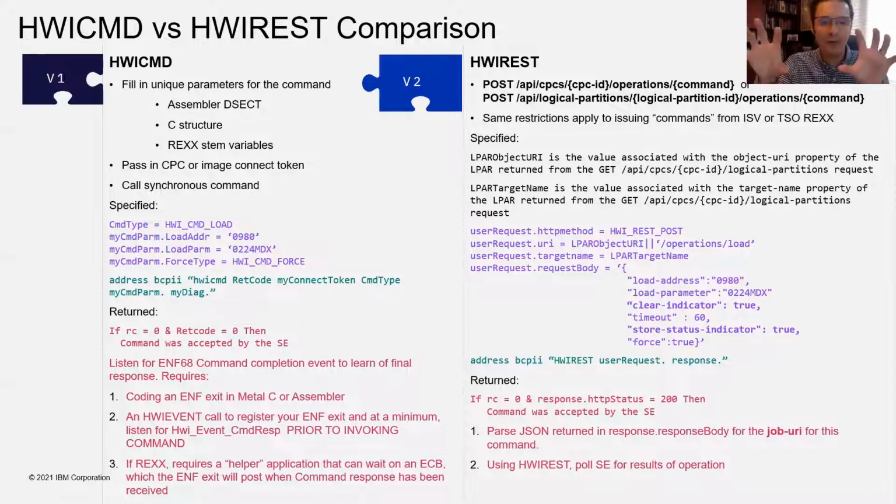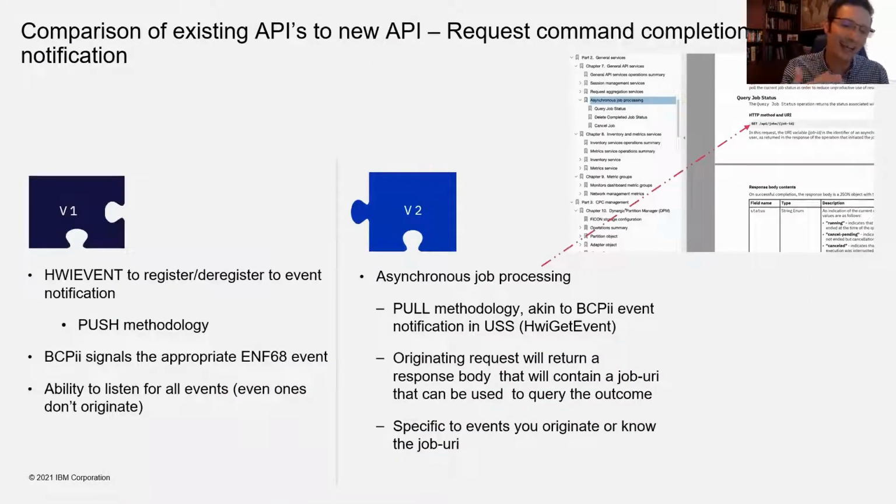So now we've issued the commands, we've gotten the synchronous response, meaning that in both cases, for version 1 and version 2, BCPii has accepted the request and the request has been issued, but we don't know if the request is completed yet. So how do we do that? Well, in version 1, again, I had to have registered for an HWI event, and when that response came back, the ENF exit will give us push notification that we have in fact gotten a command completion response. In version 2, we're going to do a pull methodology.